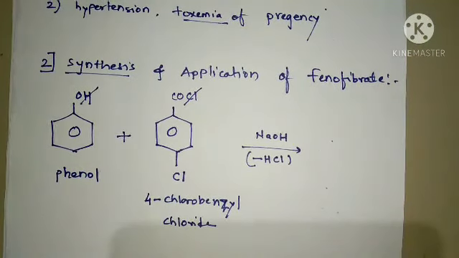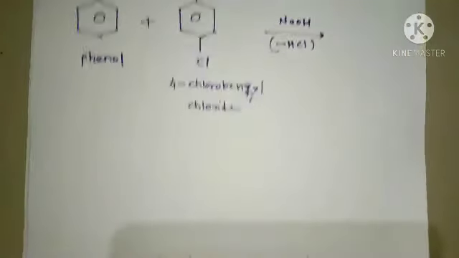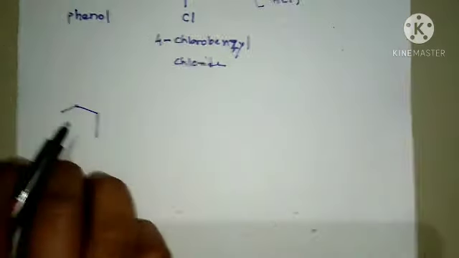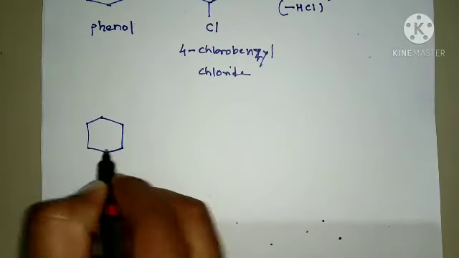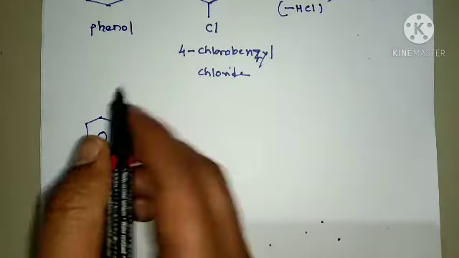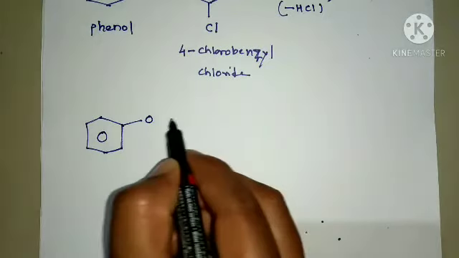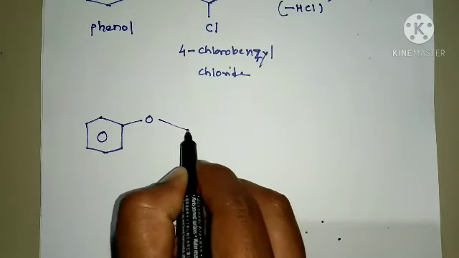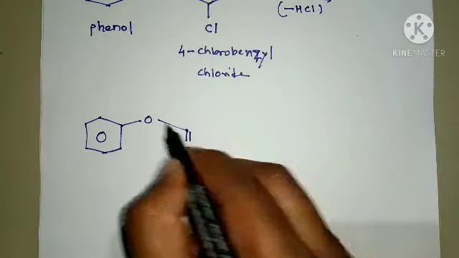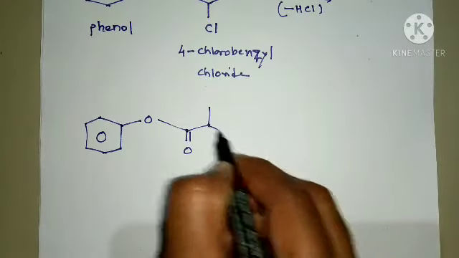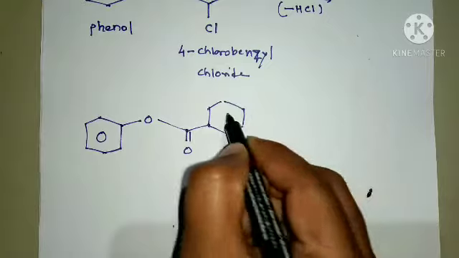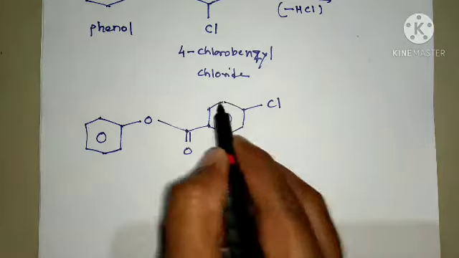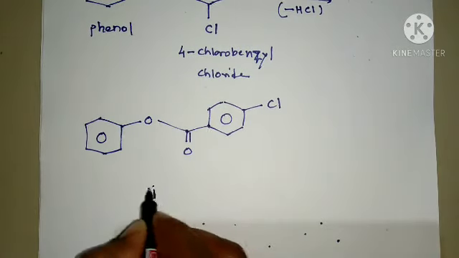Okay, then you will get the first intermediate, that is a benzene ring attached to oxygen, and after removal of hydrogen and Cl you will get oxygen, C double bond O, then a benzene ring attached with Cl. Okay, this is your first intermediate.